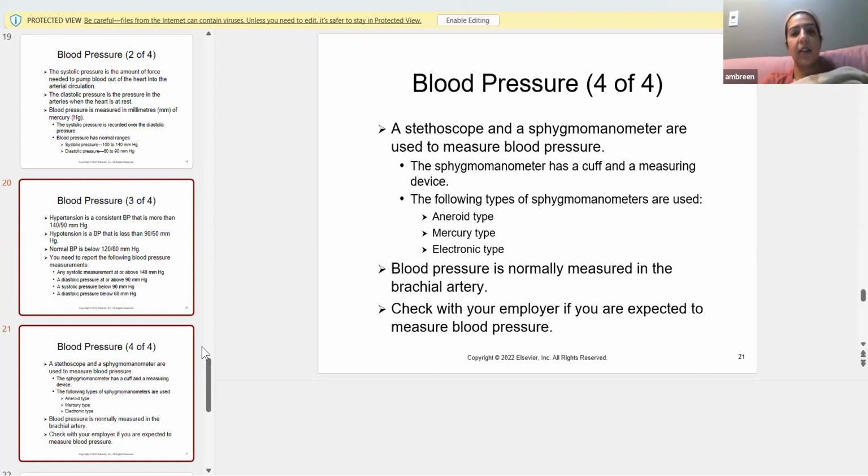The sphygmomanometer has a cuff and a measuring device. The following types of sphygmomanometers are used: aneroid type, mercury type, and electronic type. Blood pressure is normally measured in the brachial artery. As I said, check with your employer if you're expected to measure blood pressures. Again, it's only if your employer has trained you for a specific reason, otherwise you don't do blood pressures. Not even in hospitals every day you do. It can be a specific trauma social support worker, otherwise you don't do.